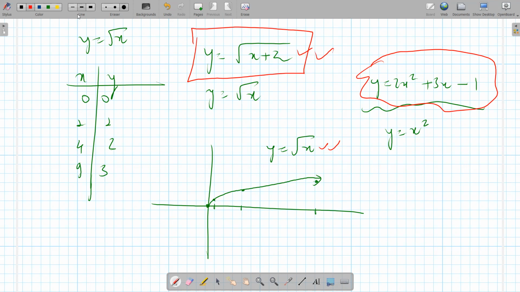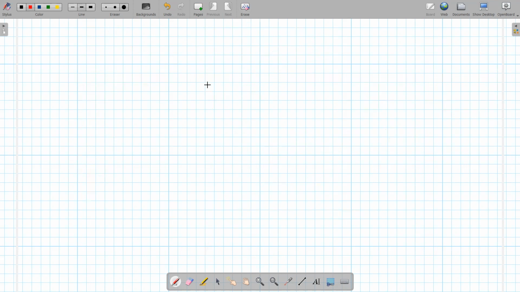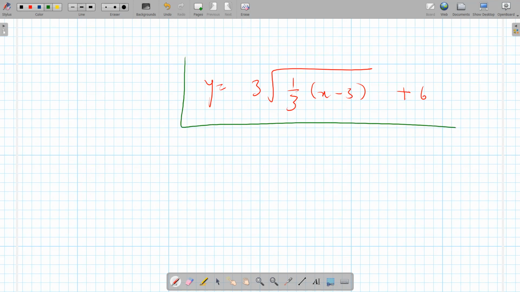Okay, what if I asked you this? y equals the cube root of x, or x to the 1/3. And again, notice, what's the parent function here? y equals x, not y equals the square root of x. So if I asked you, is this a function, what would you say?